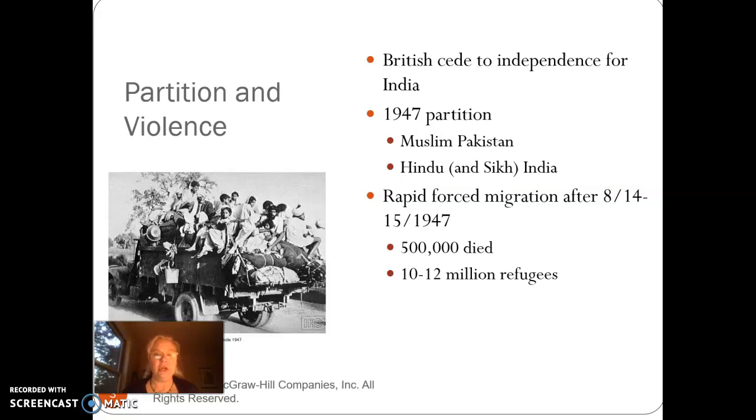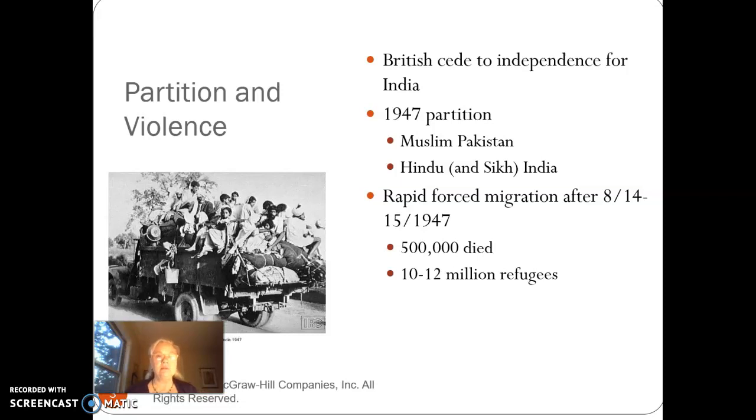When the partition occurred, and this was approved by the UN, a rapid forced migration followed, beginning August 14th to 15th of 1947. The accounts of this are simply horrifying. In this picture, we see cars completely loaded with people and belongings. Hindus were moving from Pakistan down to India, and Muslims were moving from India up to Pakistan. This would leave both countries with up to 10 to 12 million refugees.